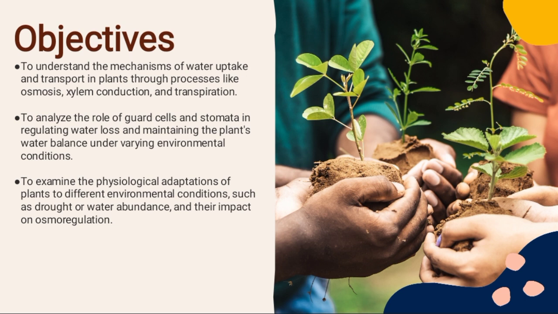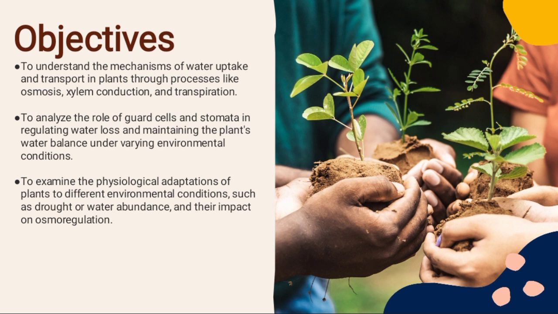The objectives in this discussion are to understand the mechanisms of water uptake and transport in plants through processes like osmosis, xylem conduction, and transpiration; to analyze the role of guard cells and stomata in regulating water loss and maintaining the plant's water balance under varying environmental conditions; and to examine the physiological adaptations of plants to different environmental conditions such as drought or water abundance and their impact on osmoregulation.